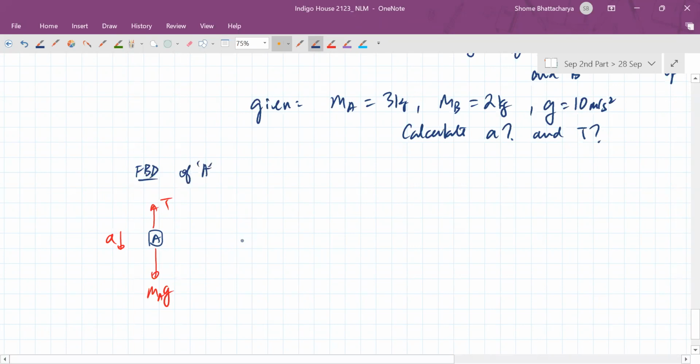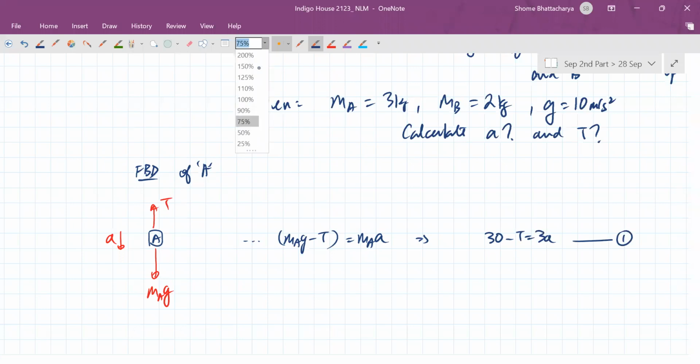And from this, the equation that we'll get when we solve is that net force is going to be equal to mass into acceleration. Okay. So in this case, the net force will be 30 minus T is equal to 3A. That's our first equation.